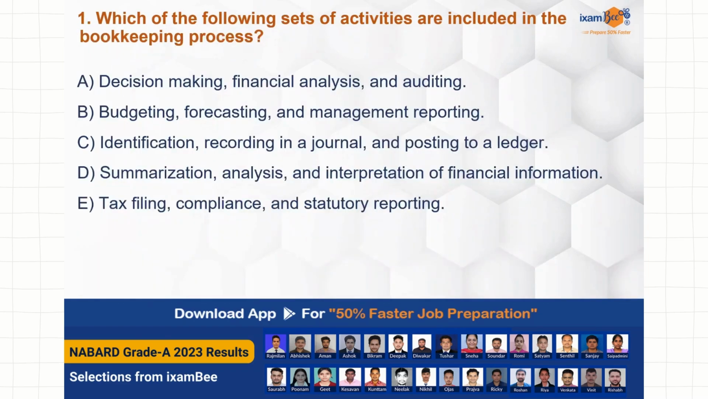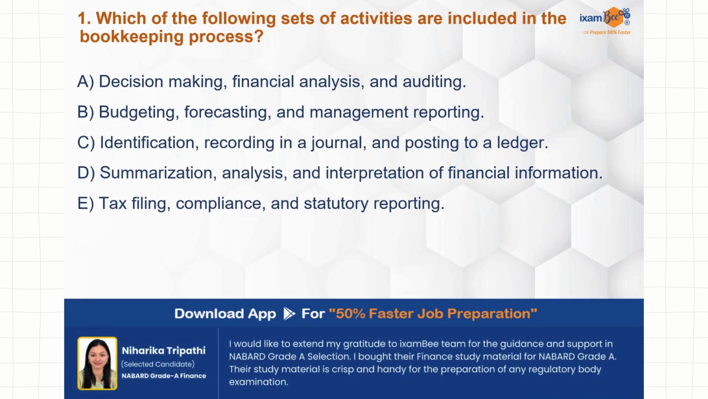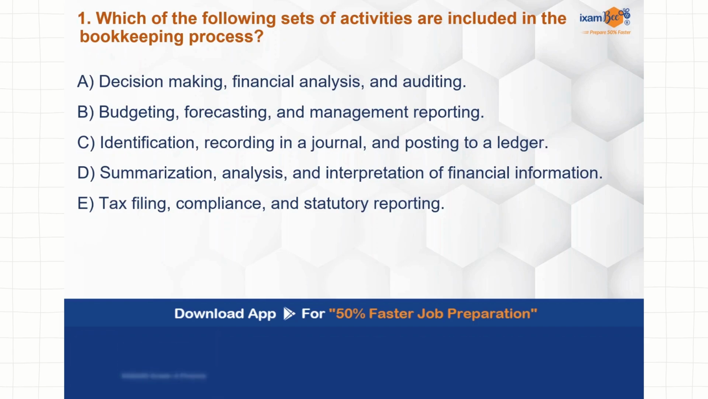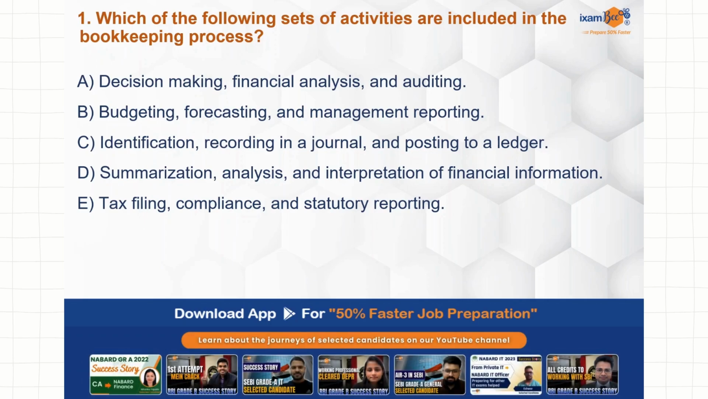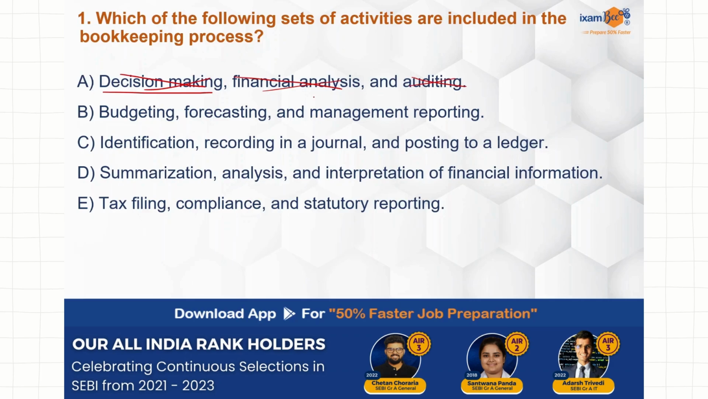Now let's discuss some new questions. The first question is, which of the following set of activities are included in the bookkeeping process? We all know that there are two parties in accounting, right? First one is the bookkeeper, second one is the accountant. The bookkeeper handles the clerical level task and the accountant handles the finalization task. Now let's have a look at all the options. First one is decision making. No, the bookkeeper is not involved in decision making, financial analysis, as well as auditing. So the first option is wrong.